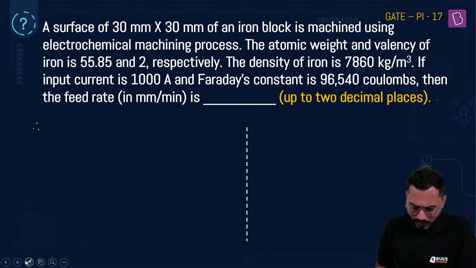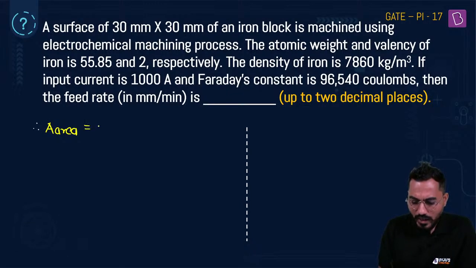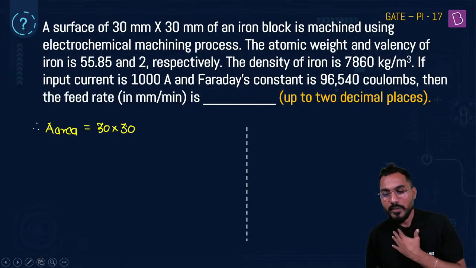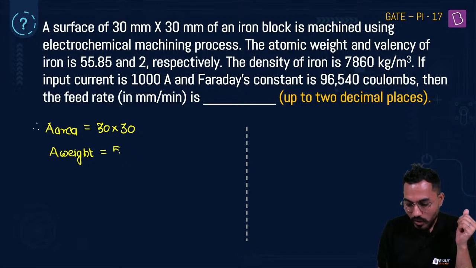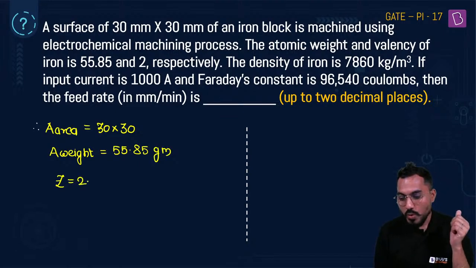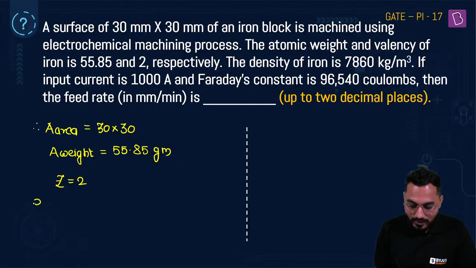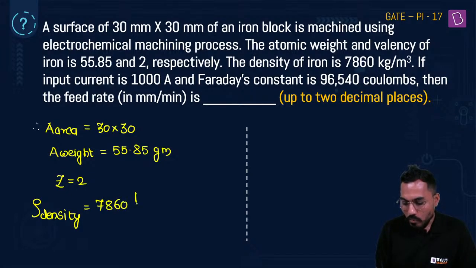So I'll write down the data. Area, how much is the area? 30 by 30 is the area. The atomic weight, gram atomic weight A, is exactly equal to 55.85. Valency Z, how much is it? 2, right? The density of iron, density rho, how much is it? 7860.